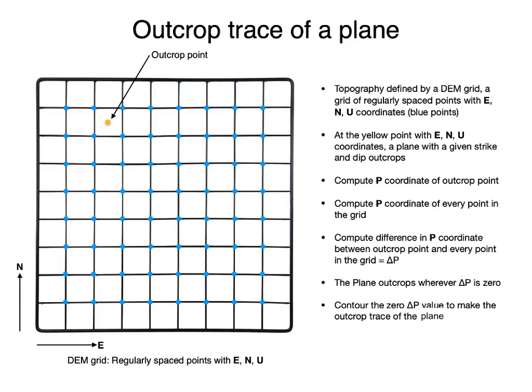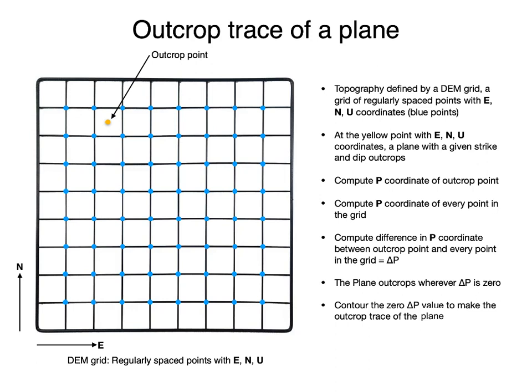Now, suppose the plane outcrops at a point with north, east, and up coordinates. This is the yellow point in the figure. At this point, we also know the strike and dip of the plane. We can compute the pole, p, coordinates of the outcrop point. We can also compute the p coordinate at every point of the grid.